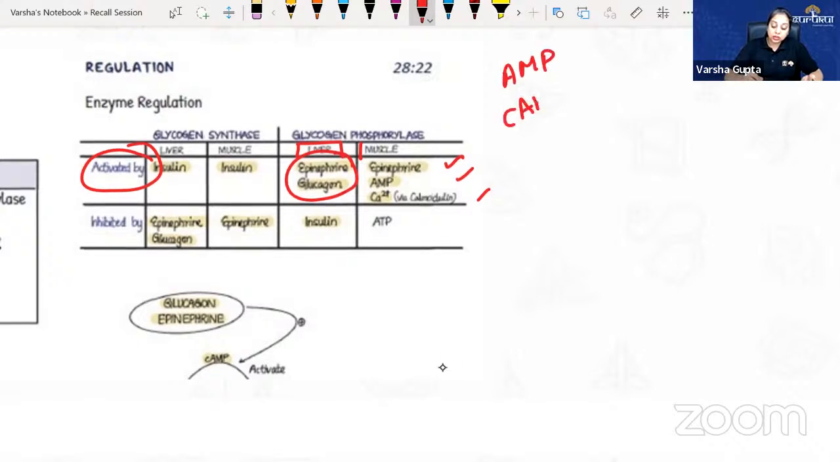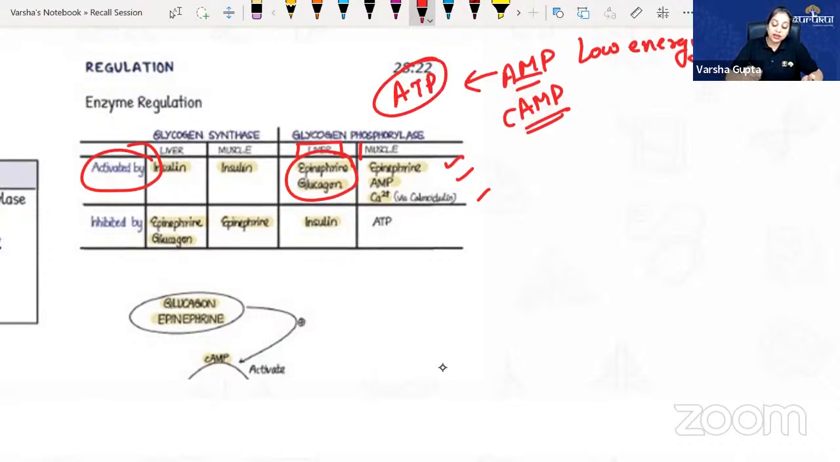In the rush, many students tend to make this mistake. AMP is a low energy indicator, because you can convert AMP to ATP, sorry. Okay? Whereas the cyclic AMP is what? Cyclic AMP is the secondary messenger.